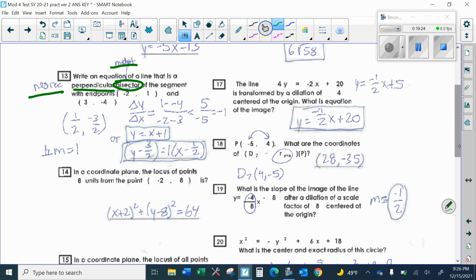Or I can just add the numbers and divide by 2. 3 plus -2 is 1, divided by 2 is 1/2. 1 minus 4 is -3, divided by 2 is -3/2. So there's the midpoint. There's the point that the line is going to go through.